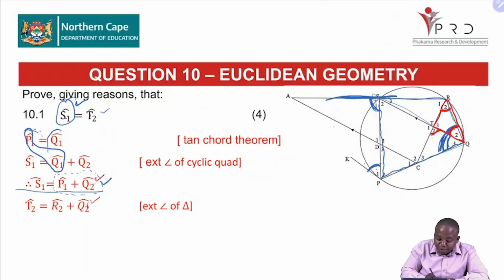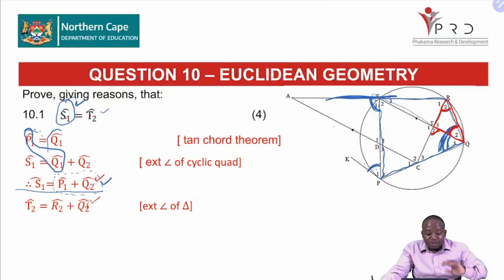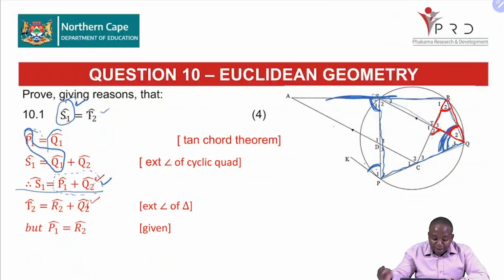So if that is my starting point, then I'm able to have a certain direction. If I can relate T2 to P1 or Q2 or any other angle that is closely related to S1, as we have established, then I'm going in the right direction. We know that P1 and R2 are equal because those two are given. So this is also equal to that. What can we now say? We can just say this is also P1. What do we see? T2 is equal to P1 plus Q2, which is what we're having there.